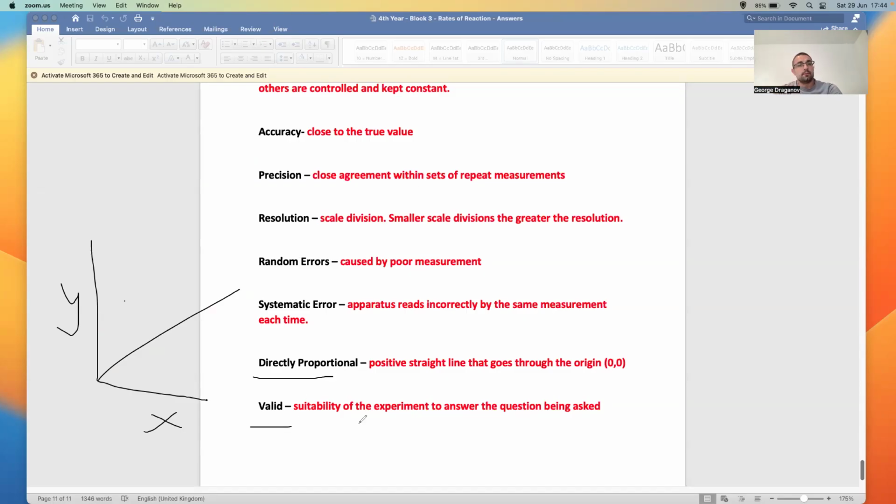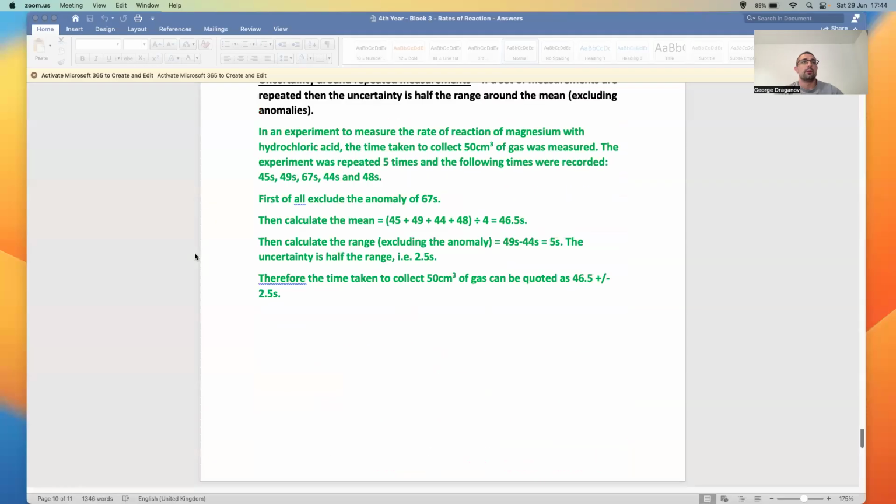And then the word valid is the suitability of the experiment to investigate the question being asked. That's what valid means. Is it a valid result? Was the experiment suitable to the hypothesis? Okay, so that's that. And then one more little thing here.